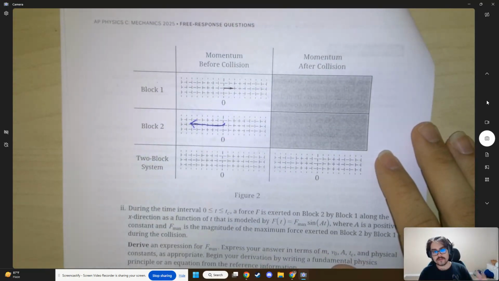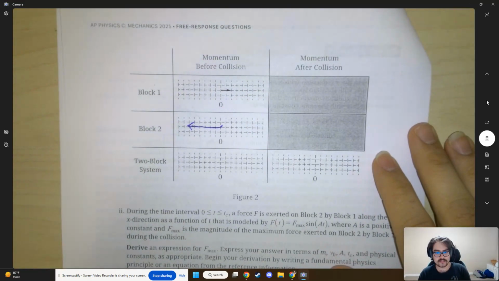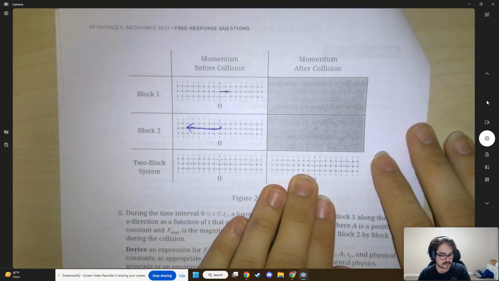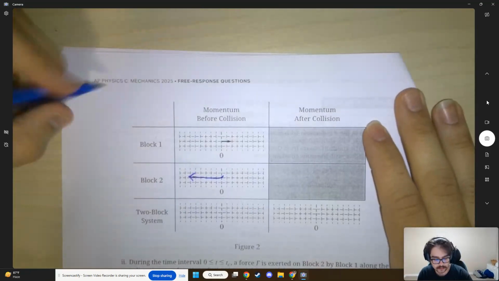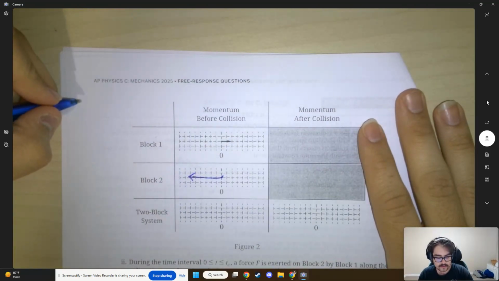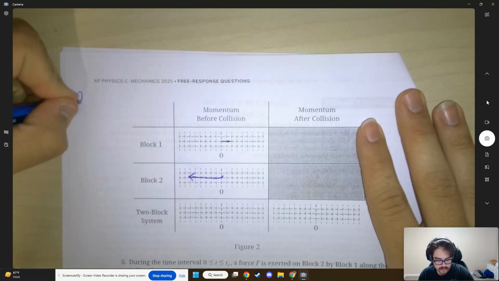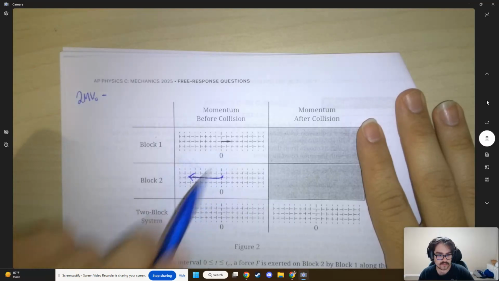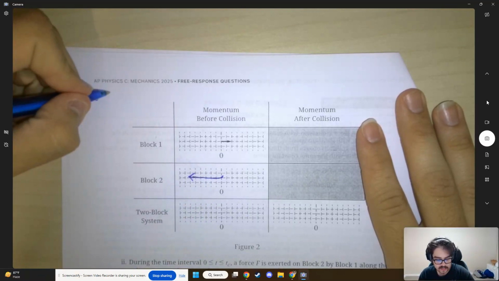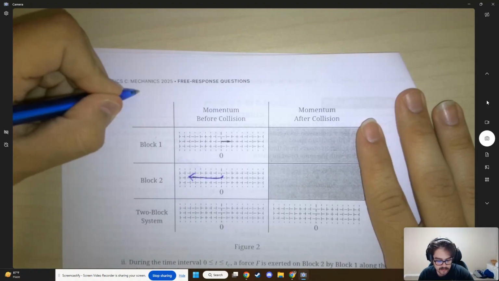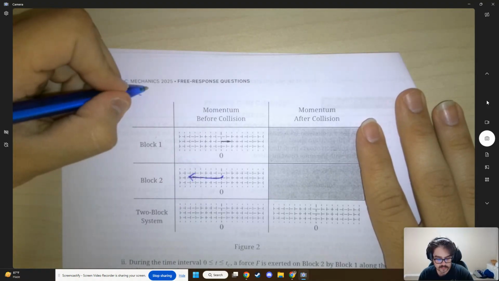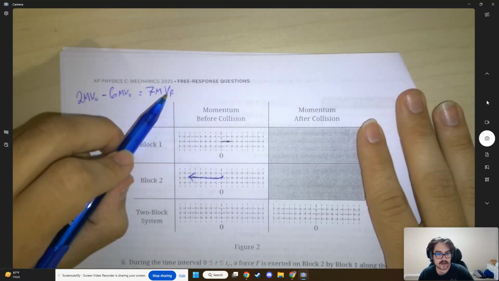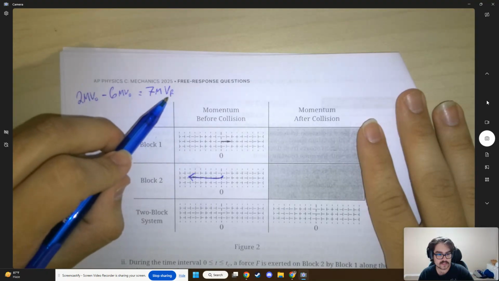Okay, the two-block system after the collision, sorry, before the collision. Actually, I think it's easier to solve it after the collision first. I'm going to do some math really quickly. Do conservation of momentum. Block 1 initially has 2 mv naught. Block 2 initially has negative 6 mv naught, and I set that equal to the combined mass, which is 7m, times v final.